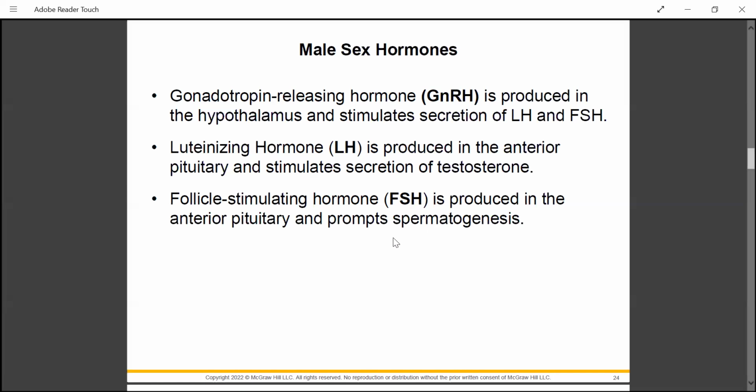So LH is produced in the anterior pituitary. FSH is produced in the anterior pituitary as well. LH is going to promote the secretion of testosterone, and then FSH is going to promote spermatogenesis itself. And so this is obviously specific to the males. So in males, LH produces testosterone, FSH is going to prompt the formation of sperm.